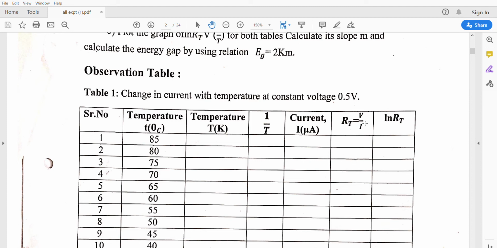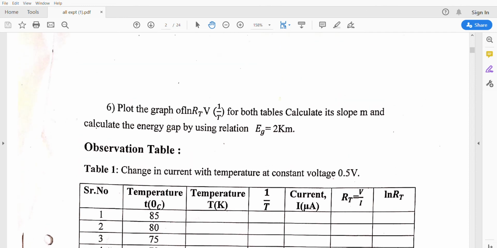When you calculate the resistance at a particular temperature, we can take ln R_T. By applying the logarithm function on the resistance column, we can get the ln R_T values. By taking this ln R_T, we need to plot a graph between ln R_T and temperature. So ln R_T on the x-axis, one by temperature, the reciprocal of temperature, on the y-axis.